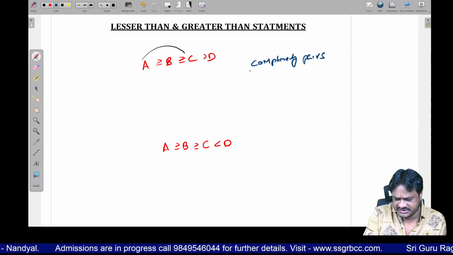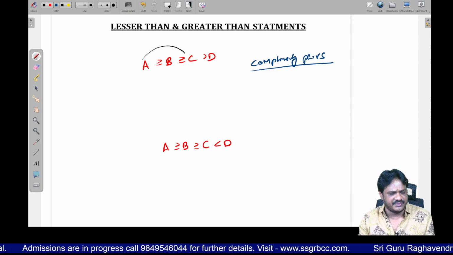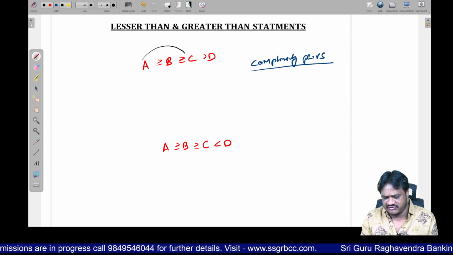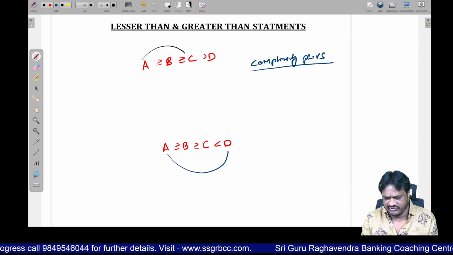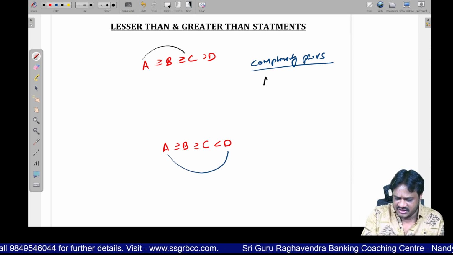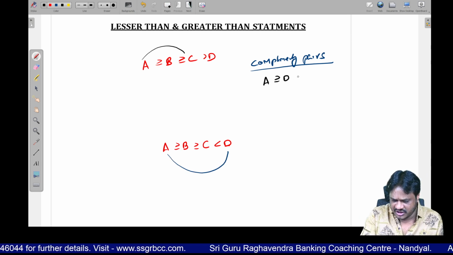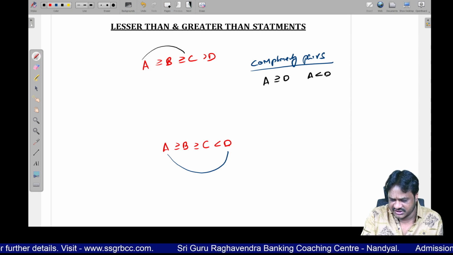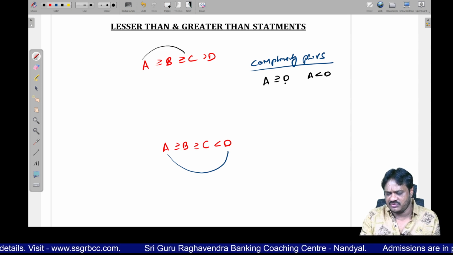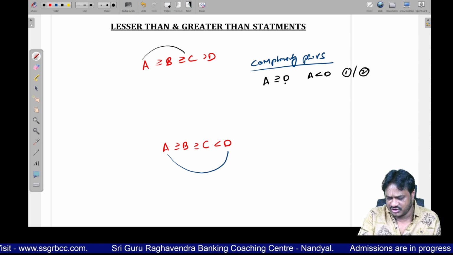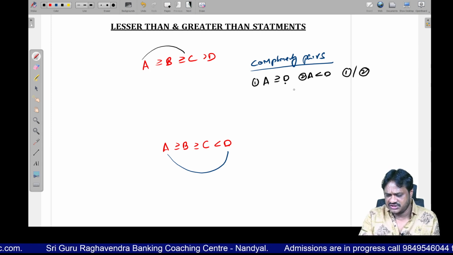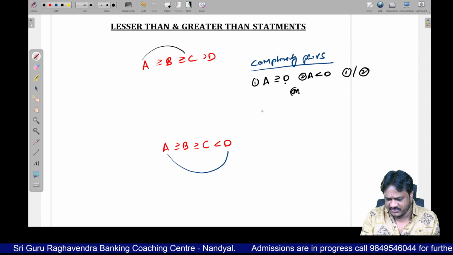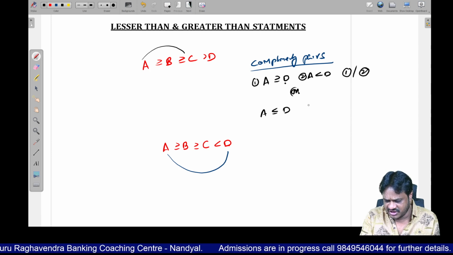Complementary pairs. So, what is the complementary pair? If there is no relation between any two elements, here there is no relation between A and D. But if A greater than or equal to D is given, A less than D is given. This is one complementary pair. Here either 1 or 2 follows. Either 1 or 2.